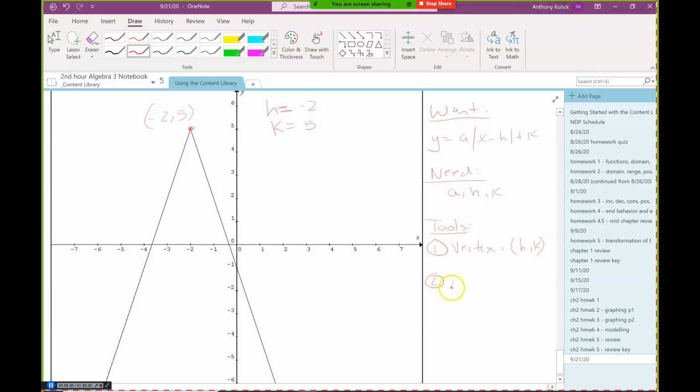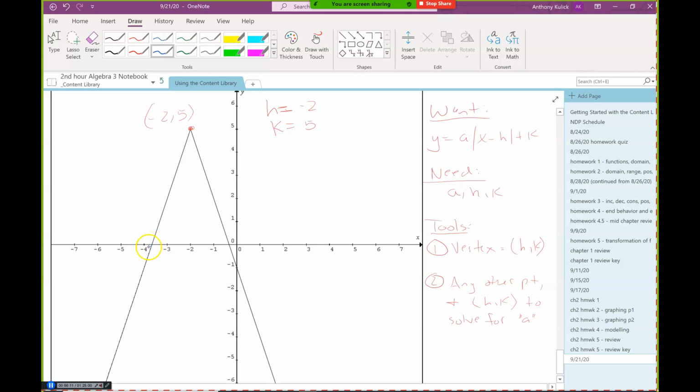The last piece is we're going to use any other point and the h and k to solve for a. So I'm going to look at my graph and find any other point. When looking for this other point, the big thing that I want is something that I can reasonably guess has integer coordinates. So being able to read off a point on the graph accurately is really important.